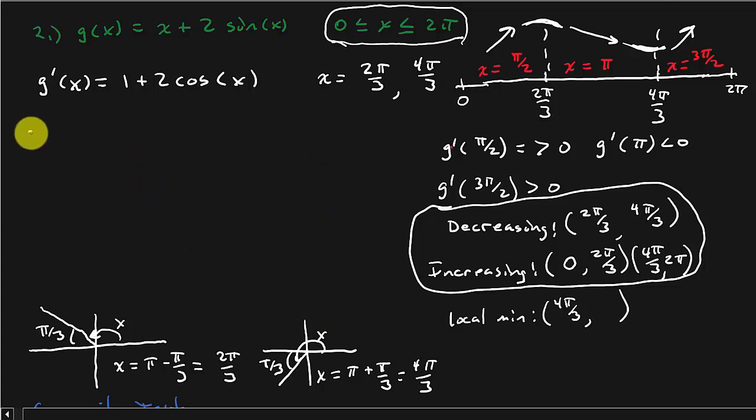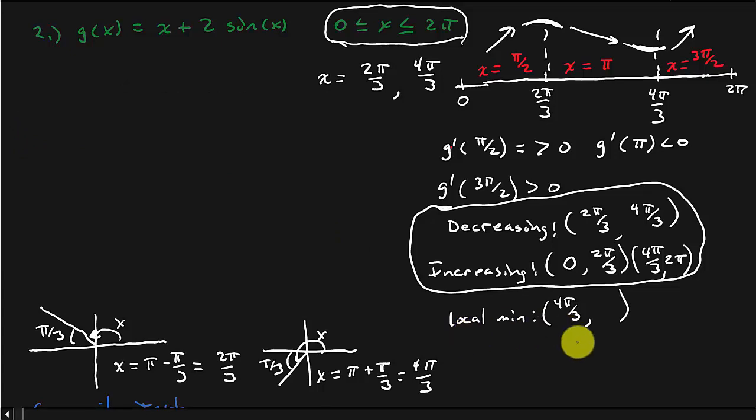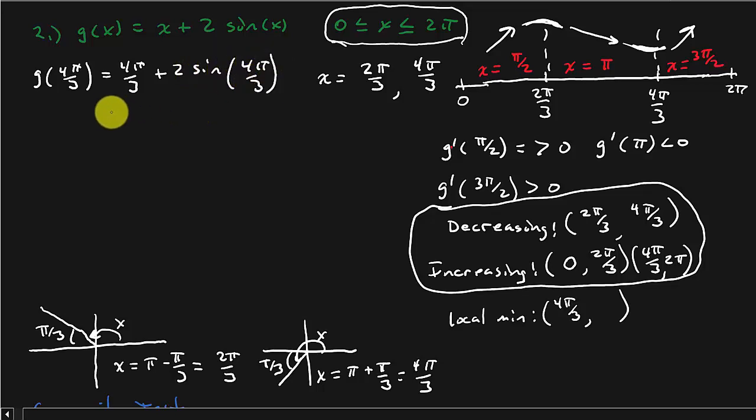But let's do this. G prime. So let's look at the local min for 4 pi over 3. All right. So we need our y value. So we've got g of 4 pi over 3 is equal to 4 pi over 3 plus 2 times sine of 4 pi over 3. And what does that equal? Well, you can punch that into your calculator, and that would give you 2.46. So this would be 2.46.